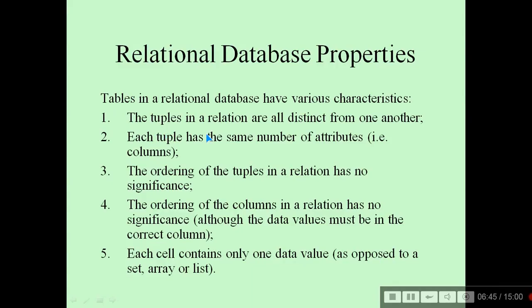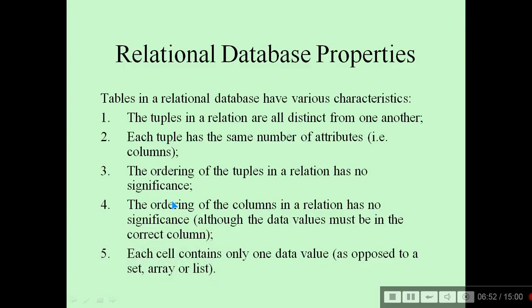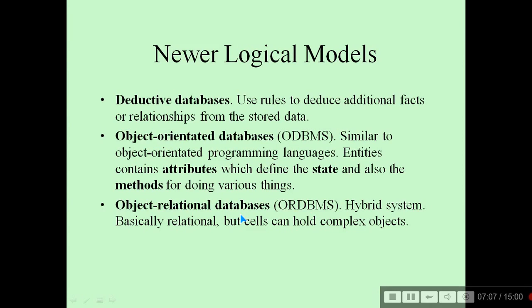The tuples in a relation are all distinct from one another. Each tuple has the same number of attributes. The ordering of the tuples in a relation has no significance, and the ordering of the columns in a relation has no significance, because everything depends on the primary key which you choose, and each cell contains only one data value as opposed to a set, array or list. Now newer logical models, the recent ones, are deductive databases, object-oriented databases (ODBMS), and object relational databases like ORDBMS.